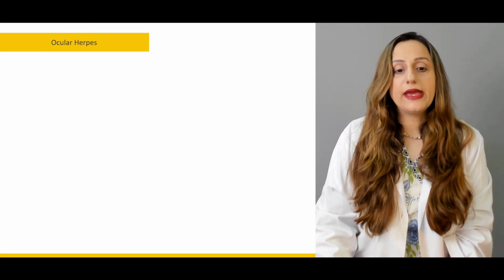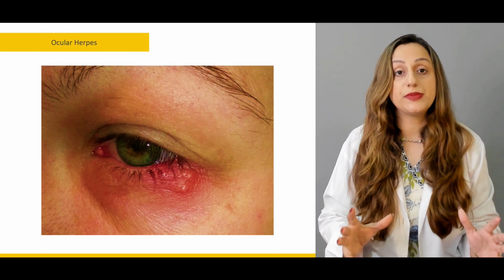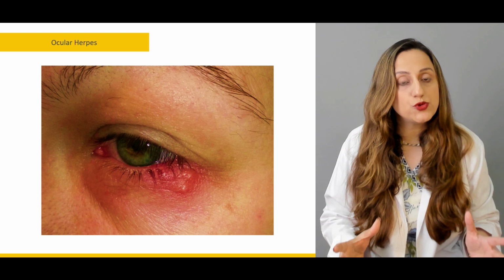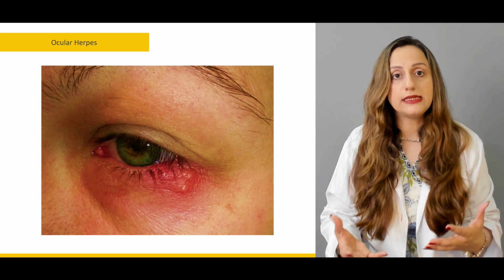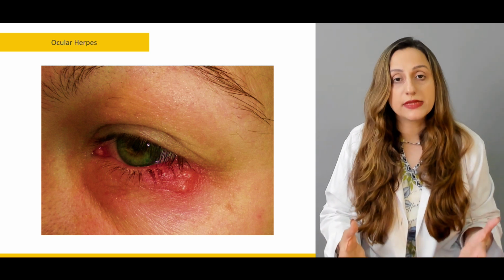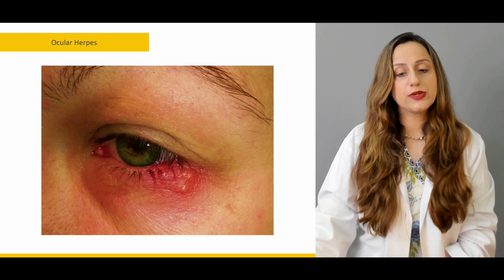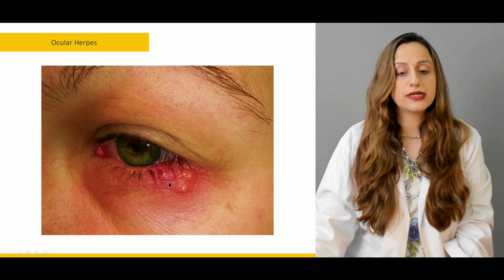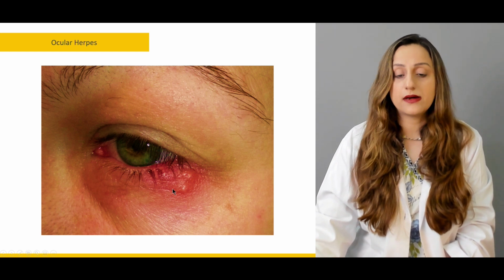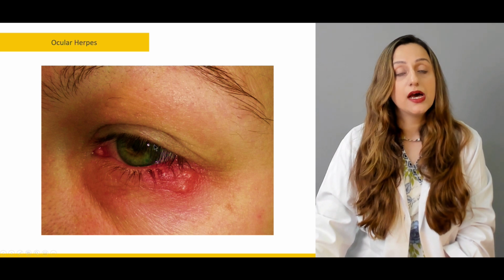On the other hand, we have ocular herpes. Herpes, as the name indicates, is a viral infection. The organism usually involved is herpes zoster, and the condition is herpes zoster ophthalmicus. In the picture, as you can see, we have these secretory nodular structures involving the skin of the lower eyelid, or it can be the skin of the upper eyelid.